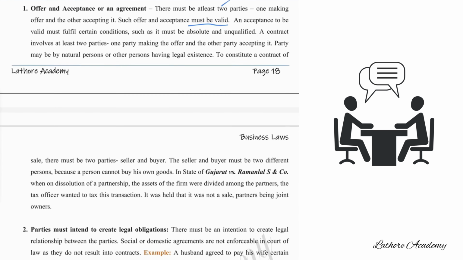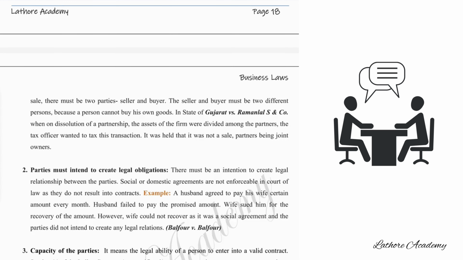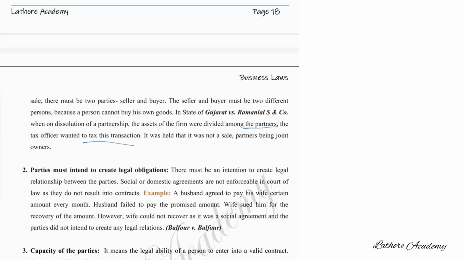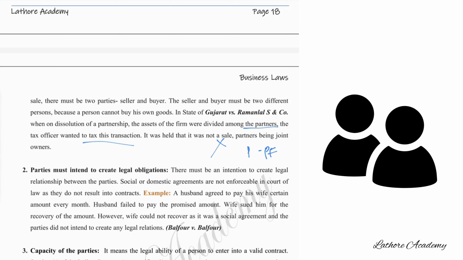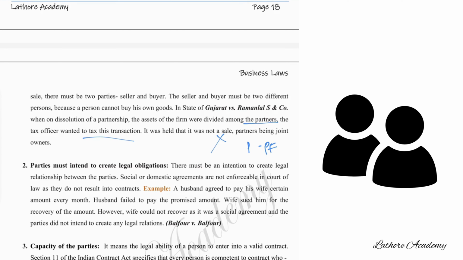So in the case of Gujarat versus Ramanlal and Company, there is a decision where the partnership firm is dissolved and the assets of the firm were divided among the partners. So the tax officer wanted to tax this transaction, but however, it was held that it is not a sale because the partners and the partnership firm are one and the same, by saying that partners are the joint owners of the assets or estate of the firm. So it is a conclusion that one cannot sell goods to himself, isn't it?